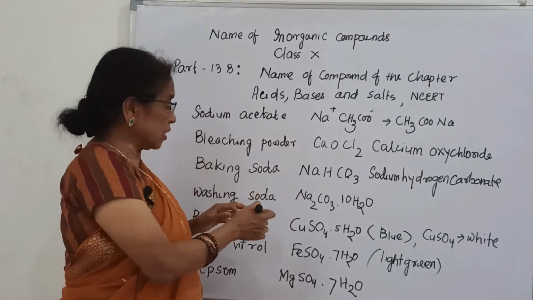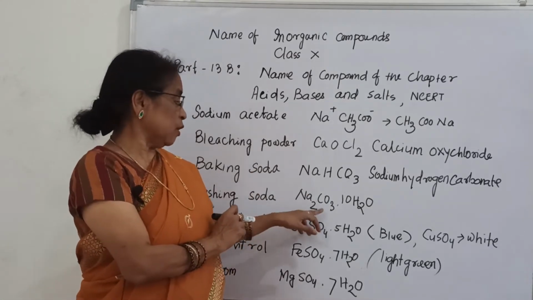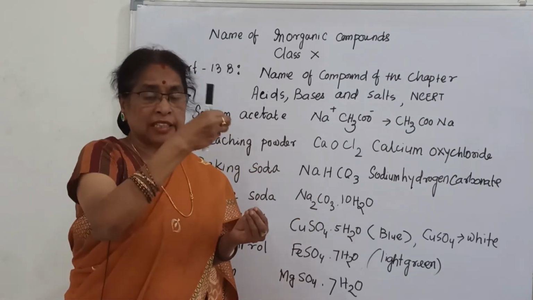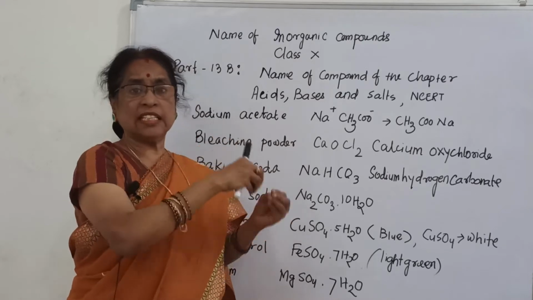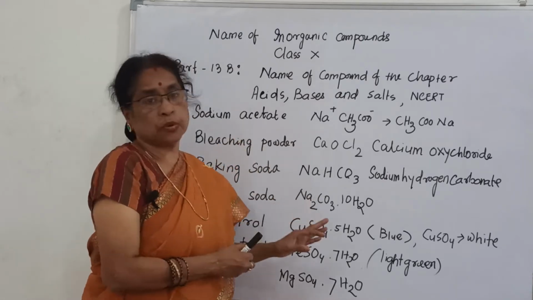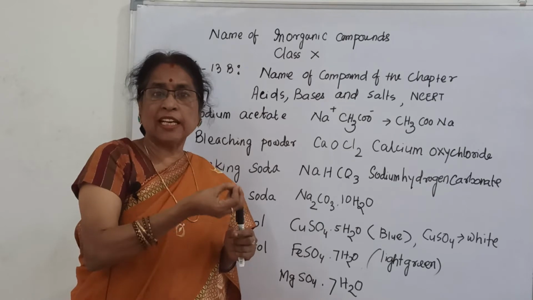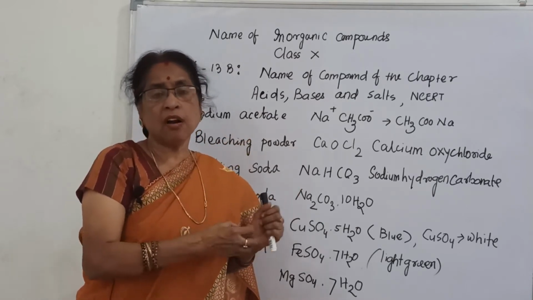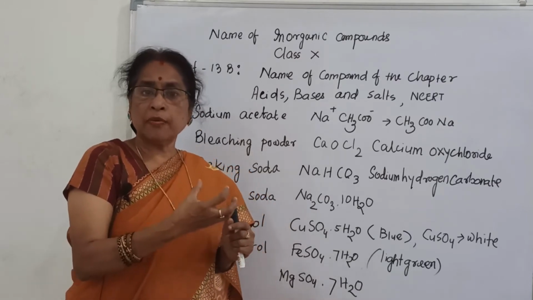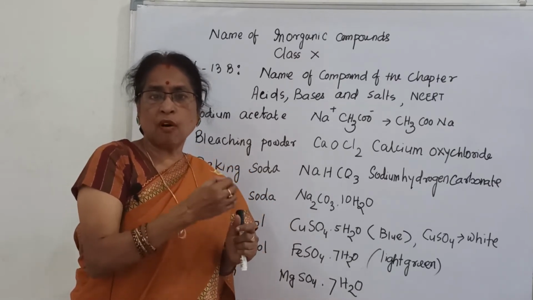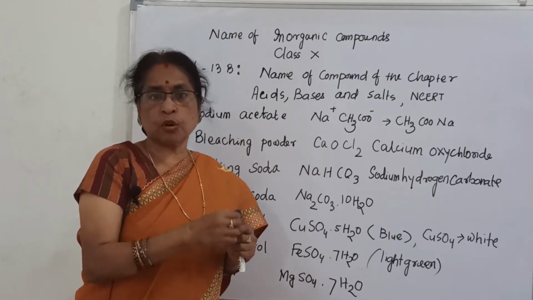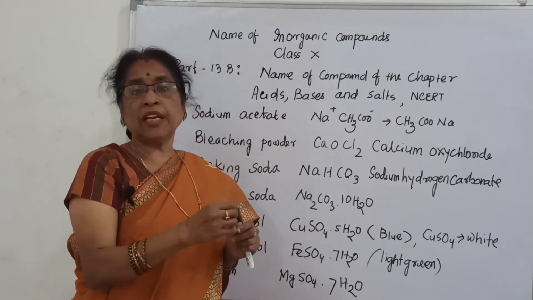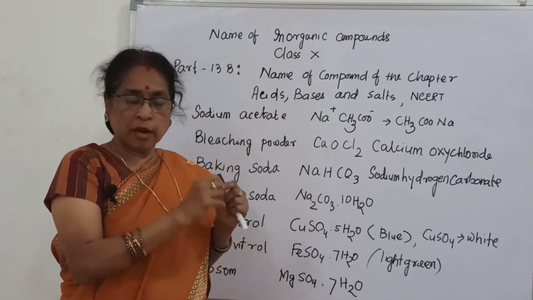Washing soda. See here, important. Na2CO3·10H2O. 10H2O means 10 molecules of water are crystallized with 1 molecule of sodium carbonate. That means you will see it in crystalline form. Salts are of two types: one is crystalline form, another is amorphous form. Amorphous means only powder form. Crystalline form means just like sugar. Sugar is also crystalline form. Similarly, in small size maybe, but crystalline means small crystals are present.